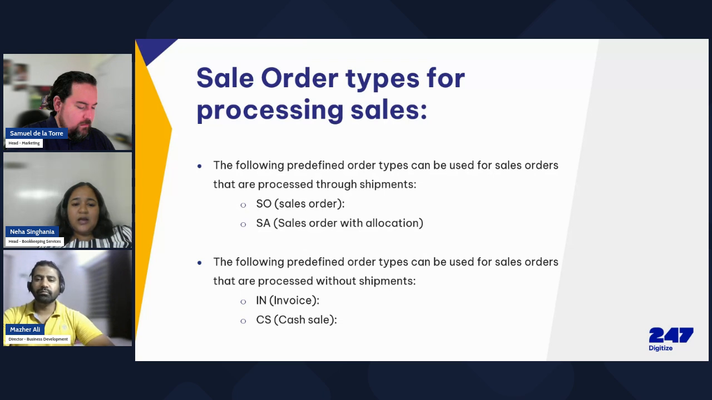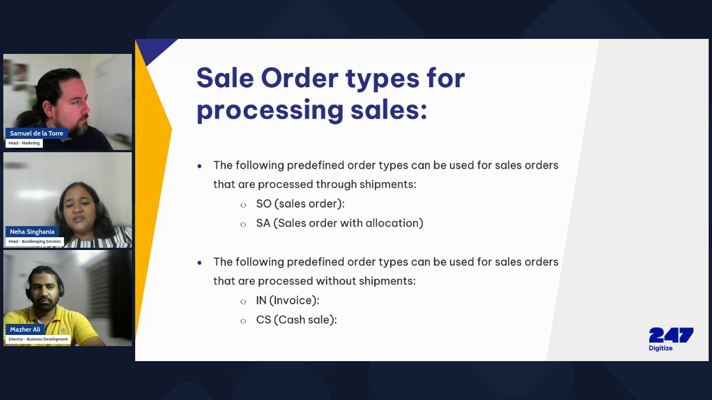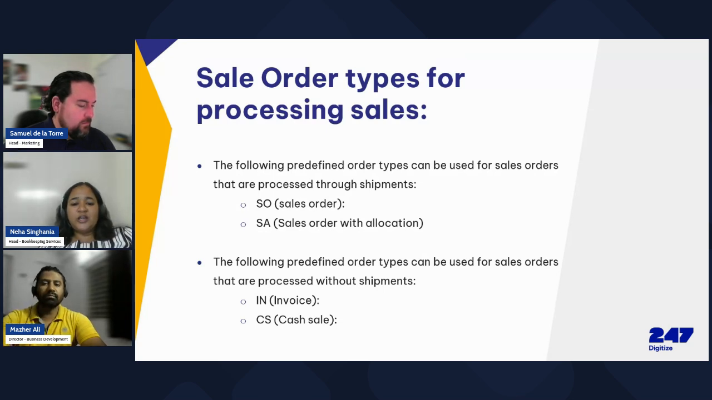The first, IN or invoice. You create an order of this type when the goods requested by a customer do not require shipping. So the order processing requires only preparing an invoice for the customer and does not involve shipments. CS, cash sale. This type of order is created when you sell items directly to the customer and receive payment at that time by cash, check, or credit card.